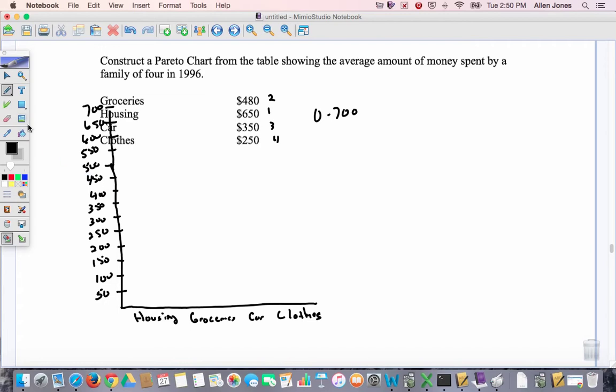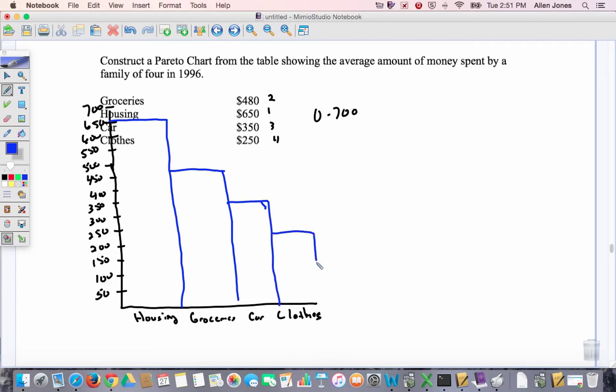So now we'll graph our information here. You notice our housing had $650. Our groceries had $480. Our car had $350. And our clothing was $250. So that's a quick sketch of a Pareto chart.